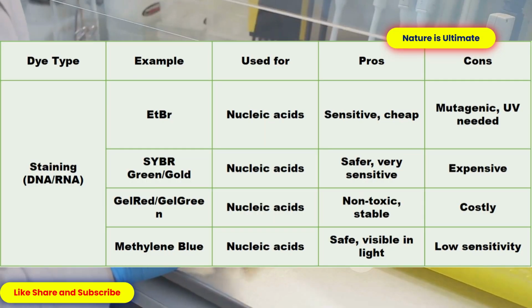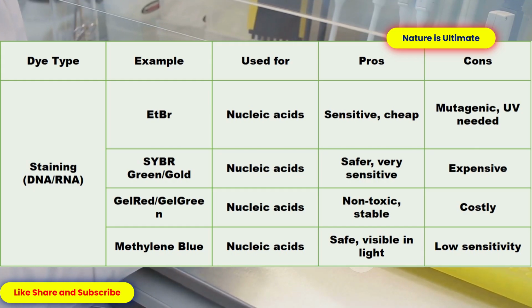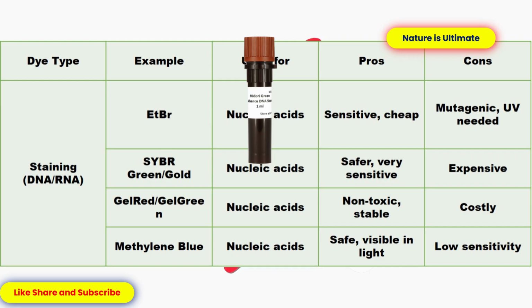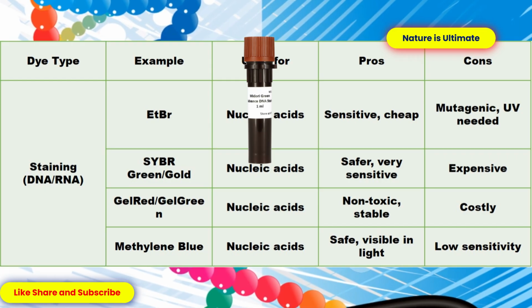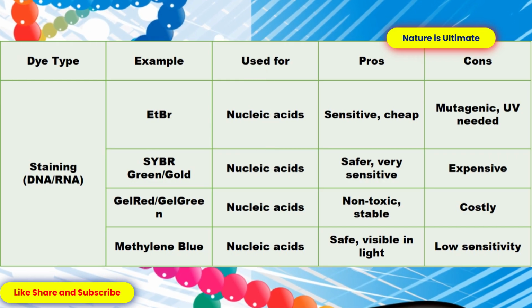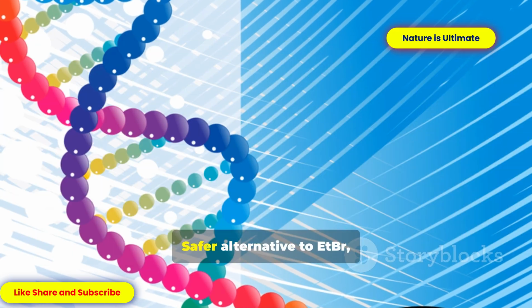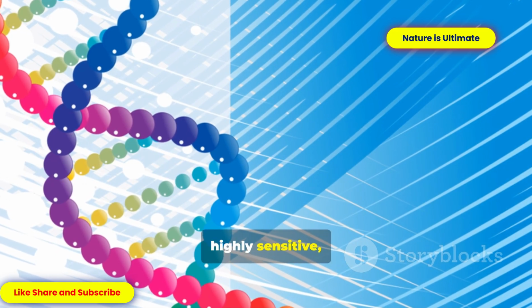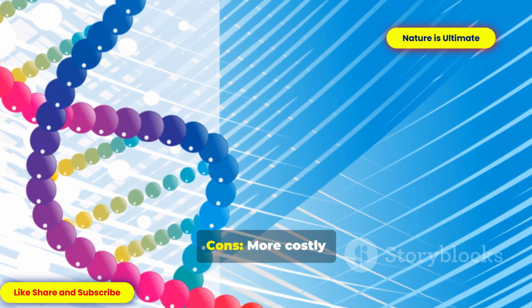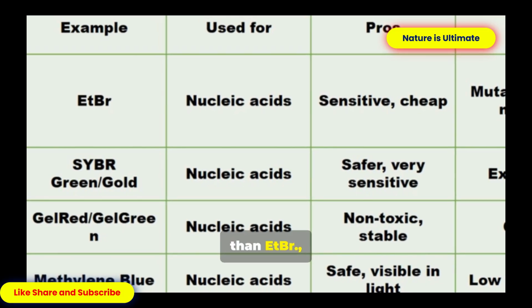Next is GelRed, GelGreen. Principle: these are large molecule dyes that intercalate into DNA but are designed to be non-toxic and impermeable to cells. Pros: it is also a safer alternative to EtBr, highly sensitive and stable. Cons: more costly than EtBr.